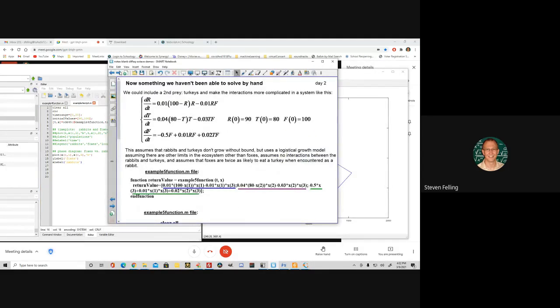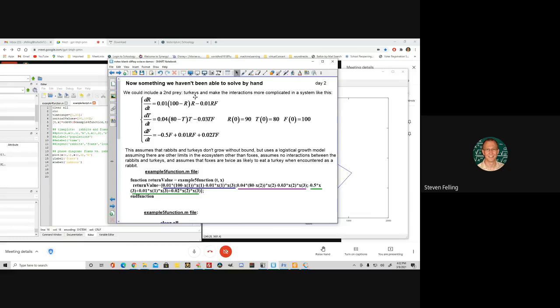Let's add in a second prey species. So let's say that in addition to rabbits, there's turkeys in this forest, and foxes eat both rabbits and turkeys. And then let's make this really complicated. Let's say that the turkeys and the rabbits don't interact with each other, right? But both the turkeys and the rabbits can't just grow without bound. They're actually limited by their food sources, which are the plants.